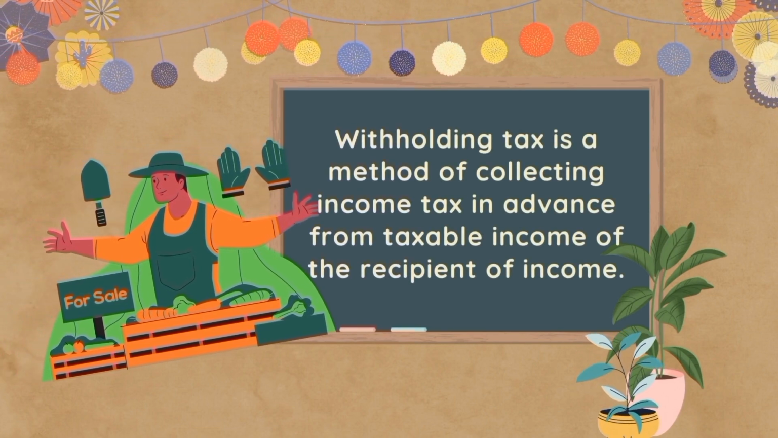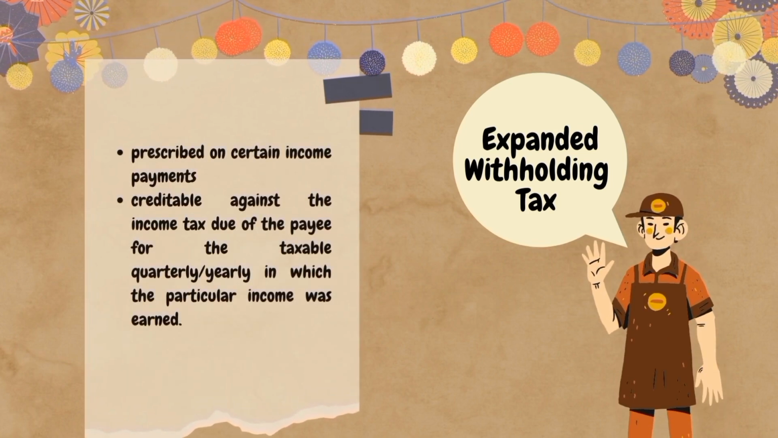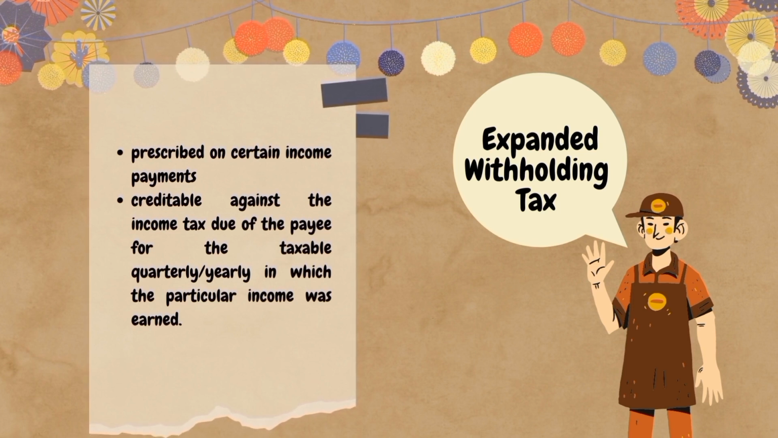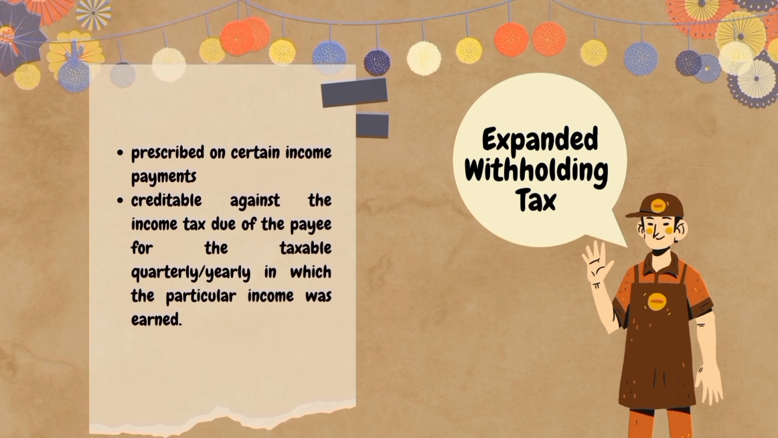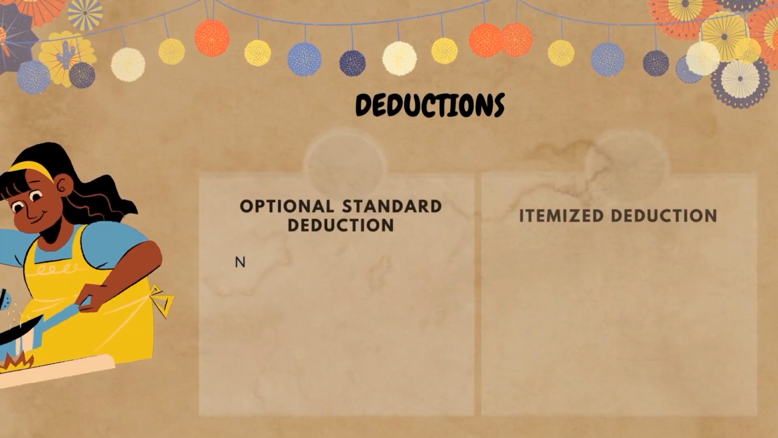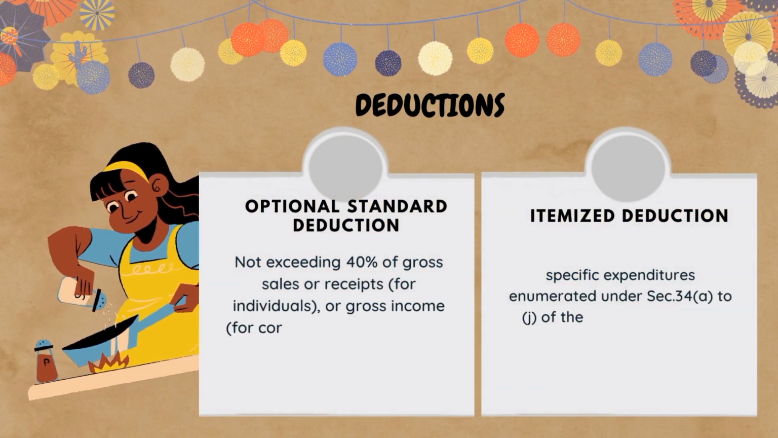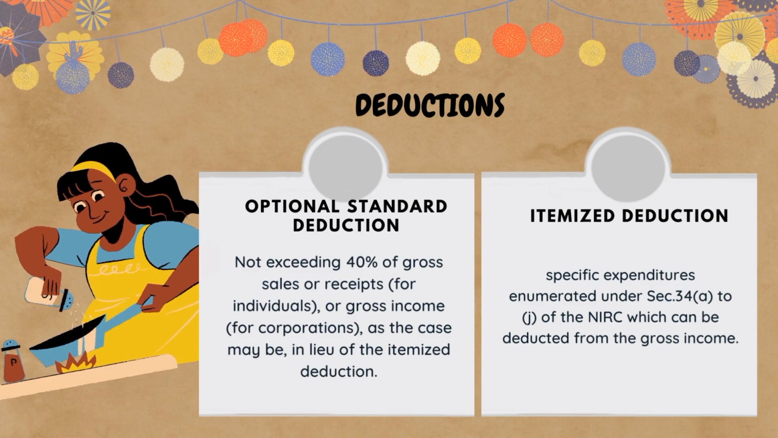Under withholding tax, there is what we call expanded withholding tax. This is a kind of withholding tax which is prescribed on a certain income payment and is creditable against the income tax due of the payer for the taxable income earned on a quarterly or yearly basis. The deductions in reference to income earned by small business is subject to kinds of allowable deductions. Under the law, there are two kinds of allowable deductions: the optional standard deduction and the itemized deduction.